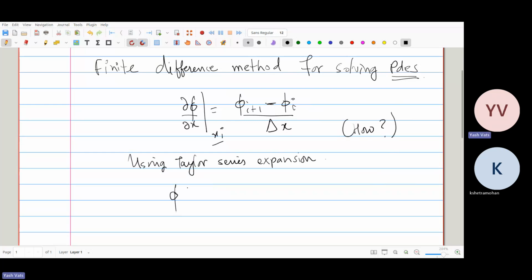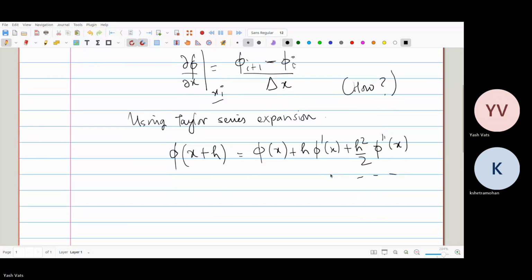So you can write phi at x plus h. What is phi x plus h? It is phi x plus h phi prime x plus h square by 2 phi double prime x and so on, right? If I start at phi x, then phi x plus h will be your phi value at the succeeding step x plus h and so on.